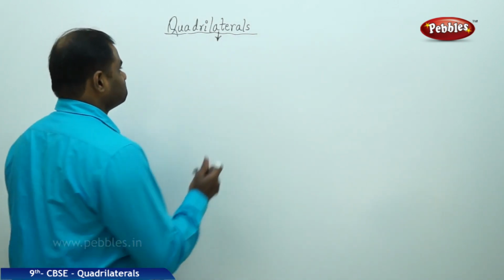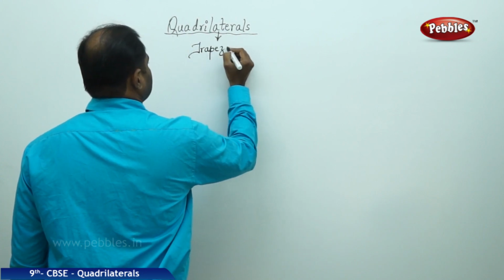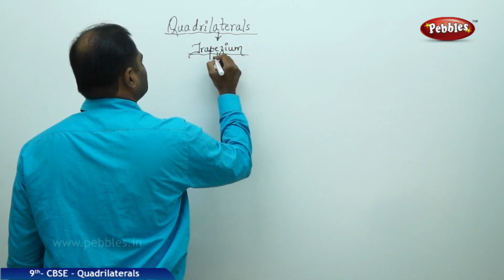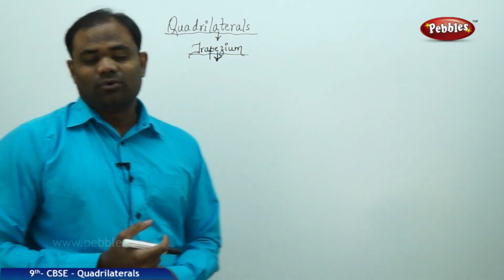Now that we have discussed the different types of quadrilaterals like a rectangle, a square and a parallelogram, let's see the other types of quadrilaterals existing in the branch of mathematics. Today's session is about trapezium. Let's see a special case of a quadrilateral called trapezium. Let's see what a trapezium is.